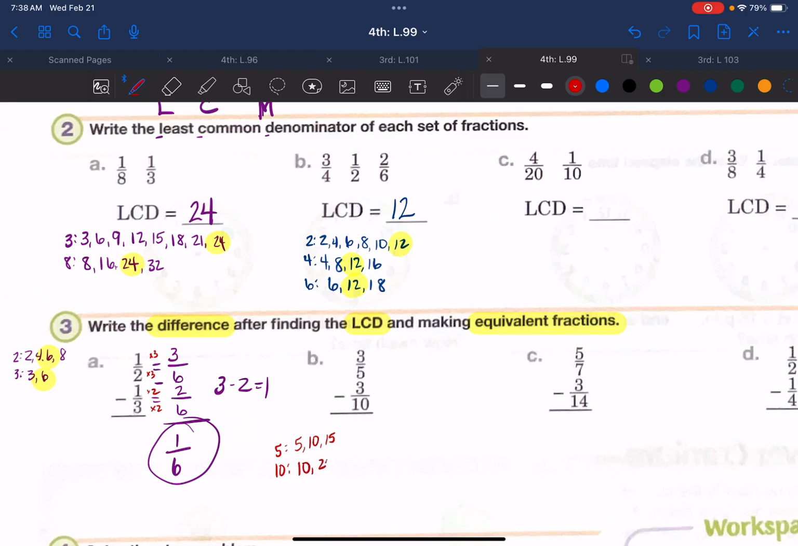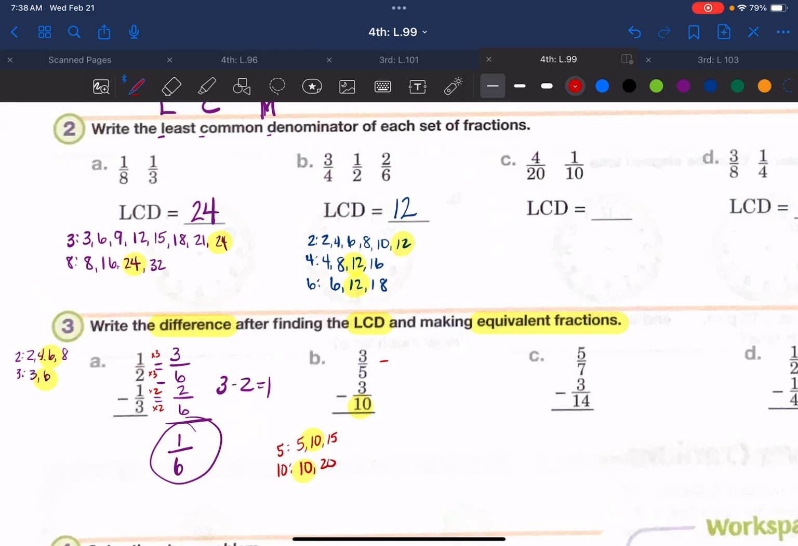10, 20. I already have a common denominator. 10 is my common denominator. Look up at your problem, though. Since this is already a 10, I am not going to change that. I need to change my first one.